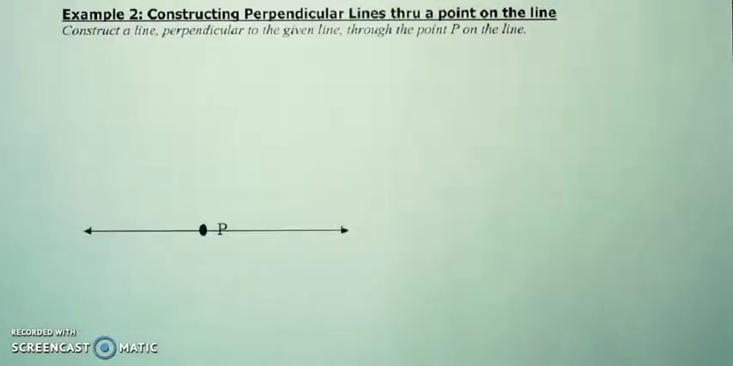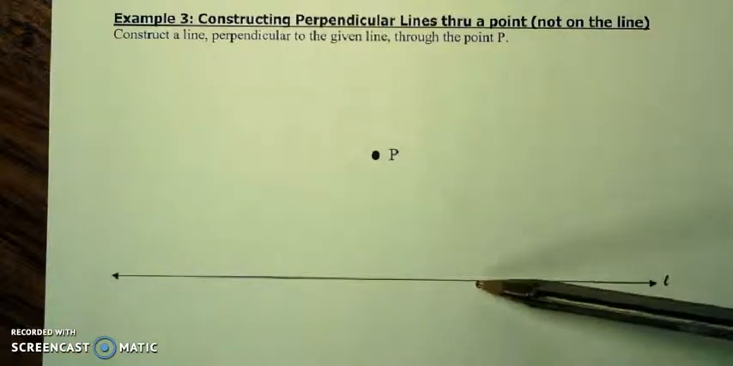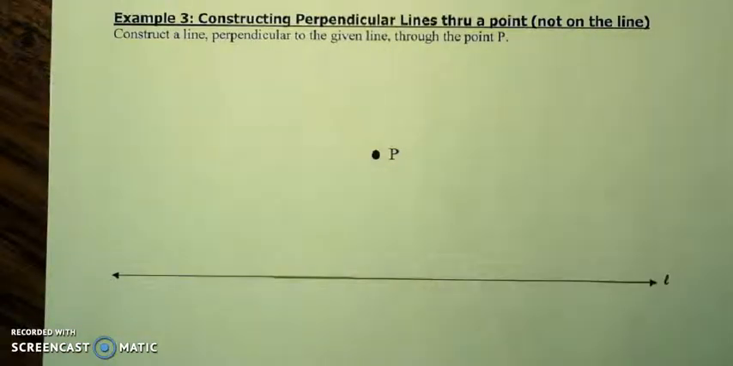Alright, on the back of this we are going to construct perpendicular lines. There's two different constructions here. One is perpendicular to a given line through a given point that's on the line, so you can see here that P is on the line, and the other, down at the bottom of the page, perpendicular to a given line through a point that's not on the line.